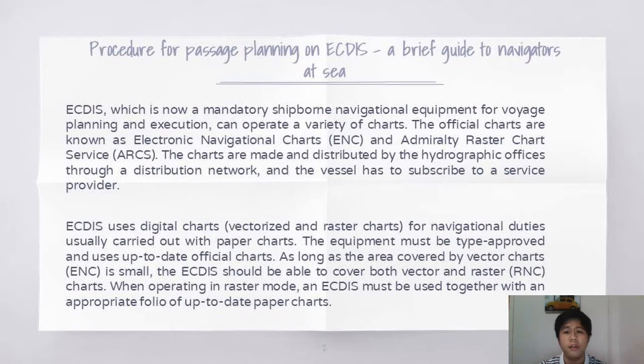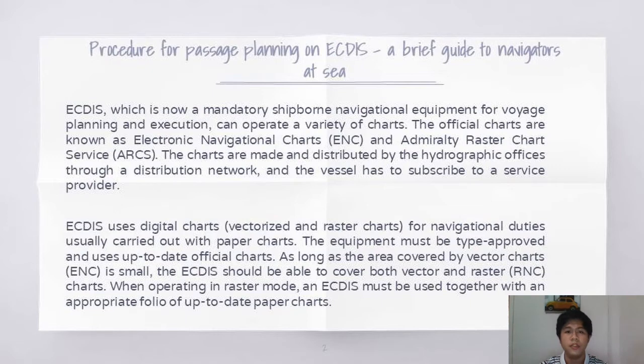A brief guide to navigators at sea. ECDIS, which is now a mandatory shipborne navigational equipment for voyage planning and execution, can operate a variety of charts. The official charts are known as Electronic Navigational Charts and the Admiralty Raster Chart Services. The charts are made and distributed by the hydrographic offices through a distribution network, and the vessel has to subscribe to a service provider.